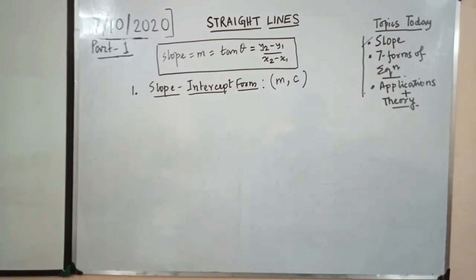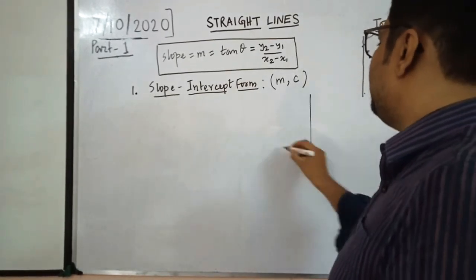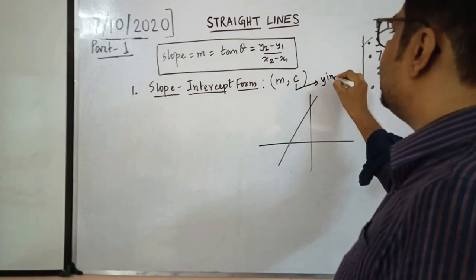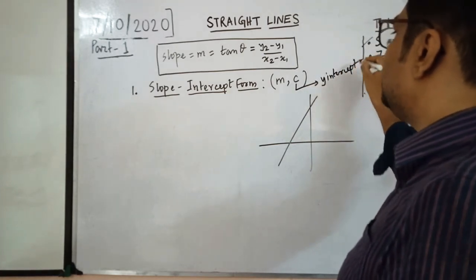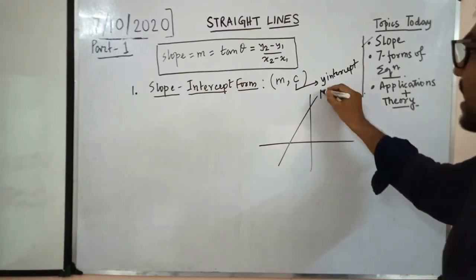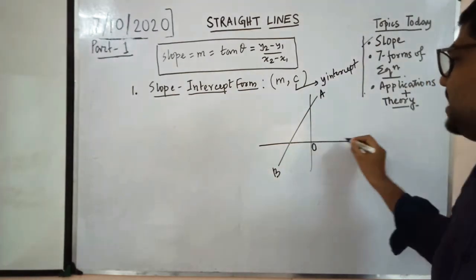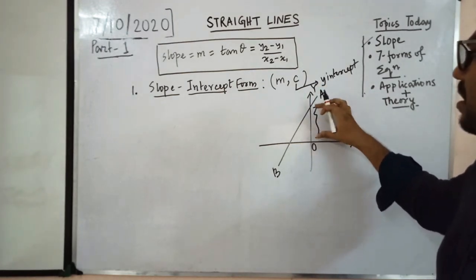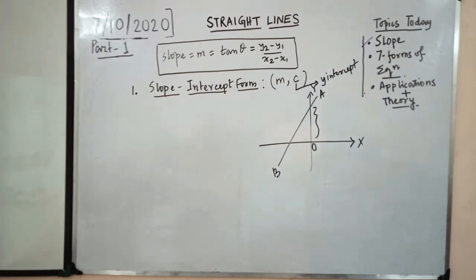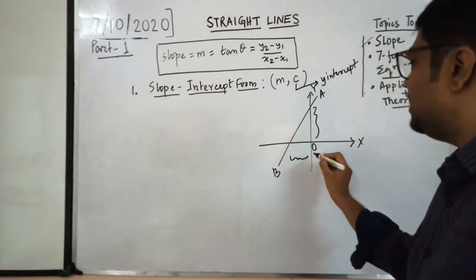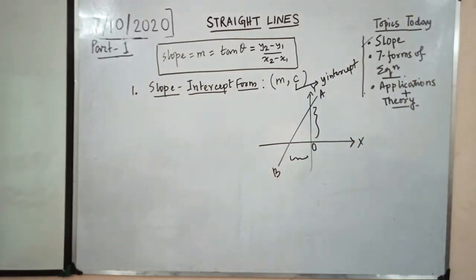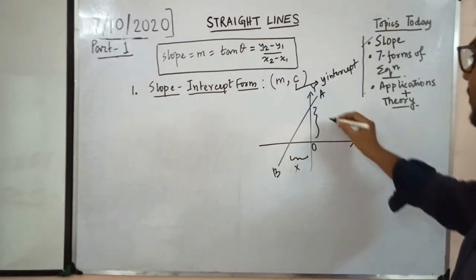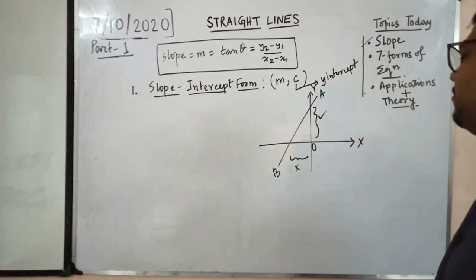An intercept is the part which is cut by a line from an axis. More specifically, this is the y-intercept. There could be an x-intercept as well. Say you can see this line AB, and if this is the origin and these are the axes, this line is cutting this much of line segment from the y-axis and this much from the x-axis, right? But here we are interested in the y-intercept.